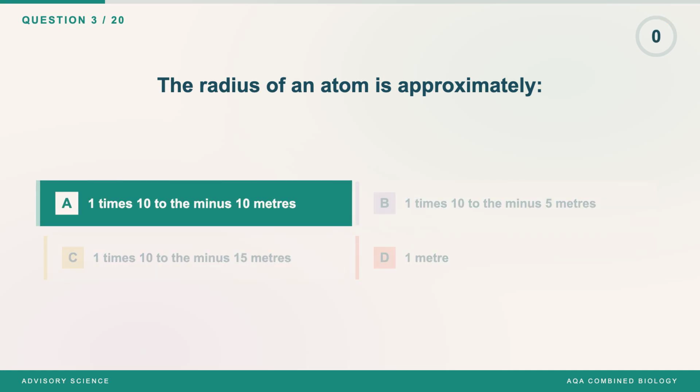The answer is A, 1 times 10 to the minus 10 meters. Atoms are about 1/10,000,000th of a meter across. The nucleus is 10,000 times smaller still.